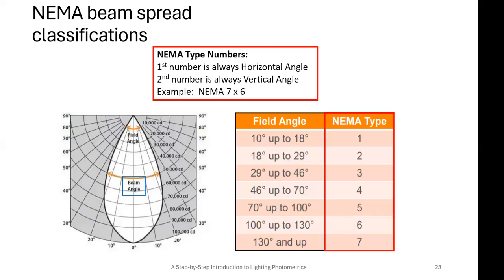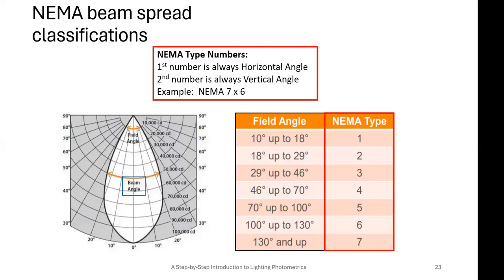So you'll see over to the right and bottom these angles. So you have a range of angles. So for instance, if you look at a field angle of 46 to 70 degrees, that's the NEMA type 4. A NEMA type 4 is very popular to light flags. Typical 25, 30 foot mounting height. Three lights around at 120 degrees is a typical way to light a flag.